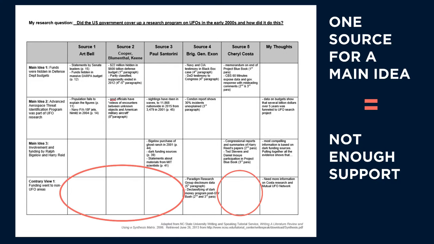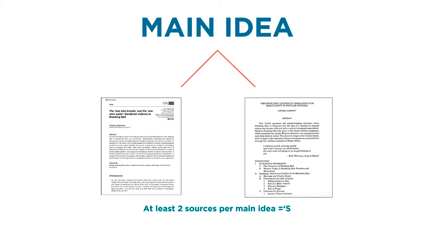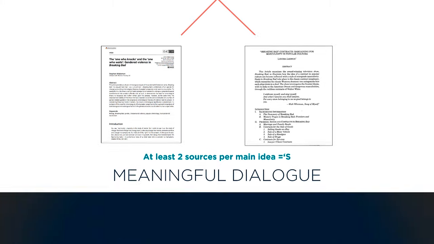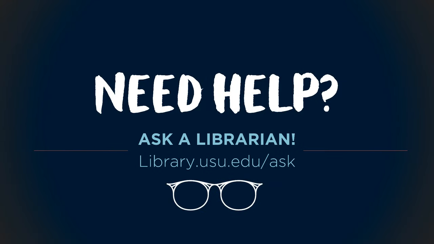However, if you only have one source discussing one of your main ideas, that is often a sign that you need to do more research to fill that gap on your matrix. As a rule of thumb, you should have at least two sources for each main idea in order to create a meaningful dialogue. If you need help with synthesis, you can always ask a librarian.